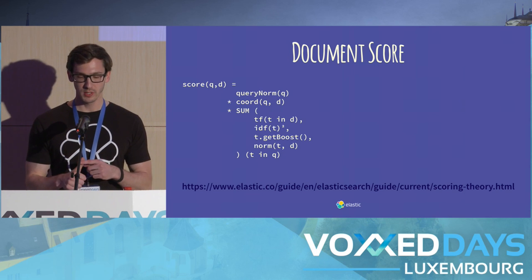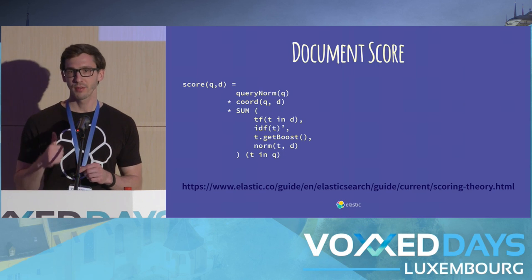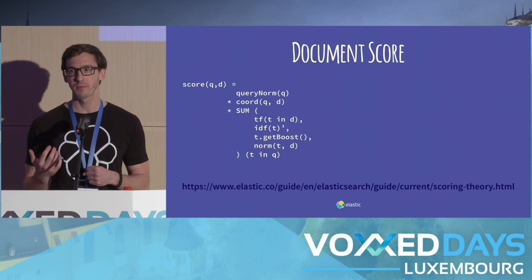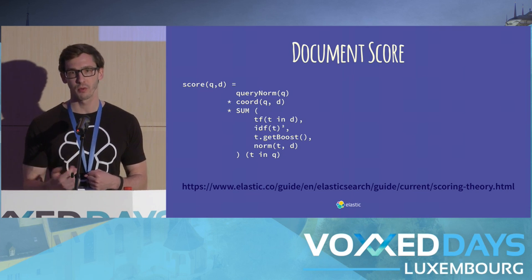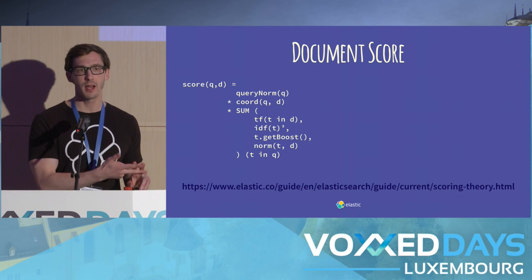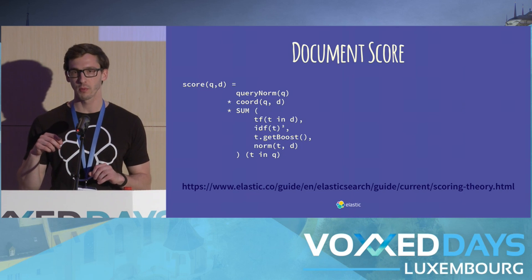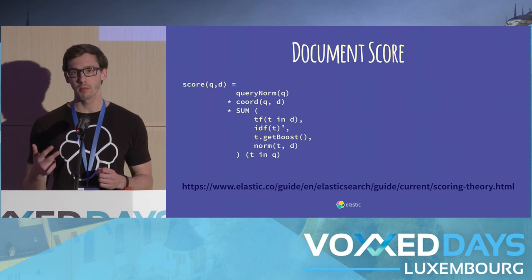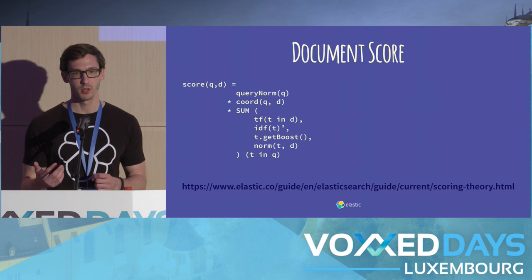So the term frequency is: if a term occurs more often in one document and you're searching for that term, that document is probably more relevant for your search. So if in one document blue is occurring three times and in another document just one time, the document with three occurrences of blue is probably the most relevant for your search.